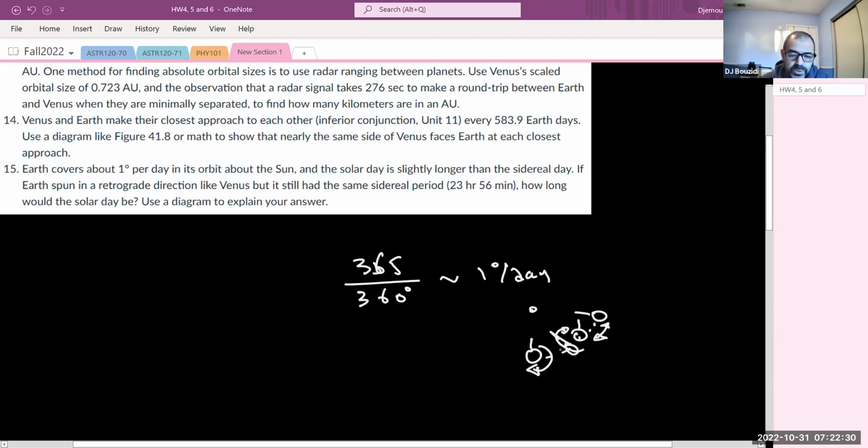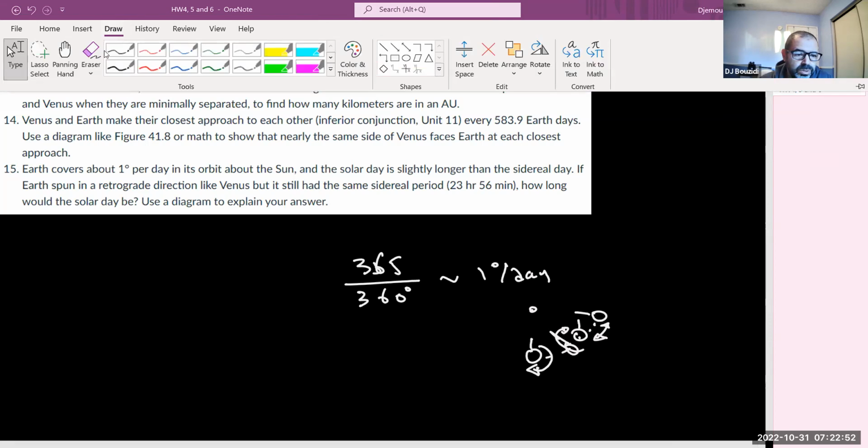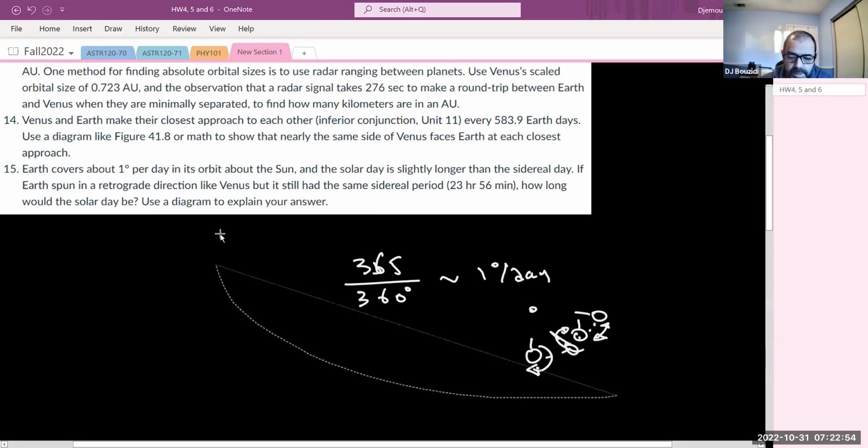So in other words, the solar day will be shorter than the lunar day. And you can actually compute it too if you want to. But the point here is that you have to understand when the Earth goes retrograde, it's going to be noon before it completes a full cycle. So basically, it's going to be less than 23 hours and 56 minutes. Okay, so this is homework set number 4.